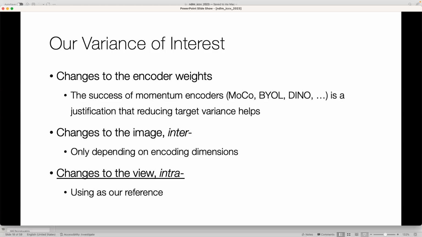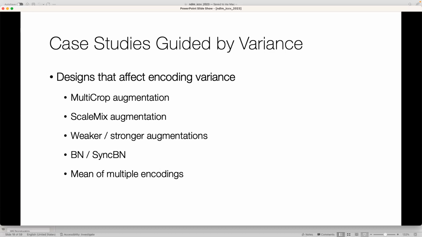So with these two contexts, our study of interest is to study the intra-variance, which is variance introduced from the view. We did a bunch of studies with different augmentations, with batch normalization or synchronized batch normalization. We also did an explicit average, to try to reduce the variance on one side. I'm just going to show you some examples.